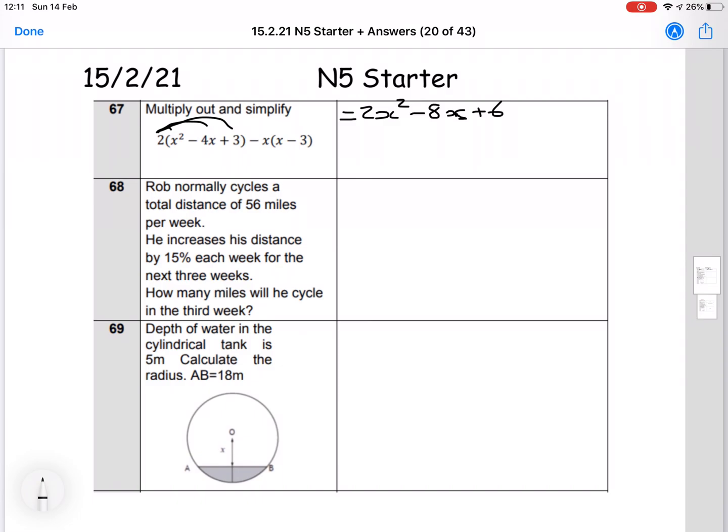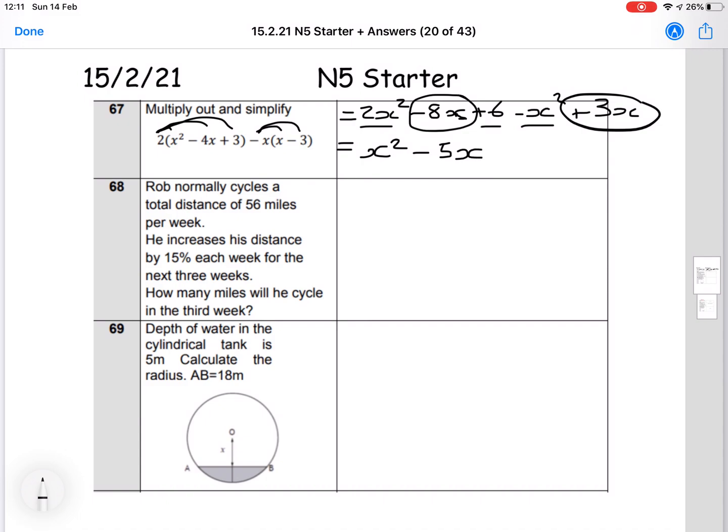And then if we multiply out the second bracket, we've got minus x times x, so that's minus x squared. And then we've got minus x times minus 3, so that's plus 3x. Then all we have to do is tidy up the terms. So we've got 2x squared minus an x squared, so that's just going to be an x squared. We have minus 8x plus 3x, so that's going to be minus 5x, and then we have this plus 6 on the end.